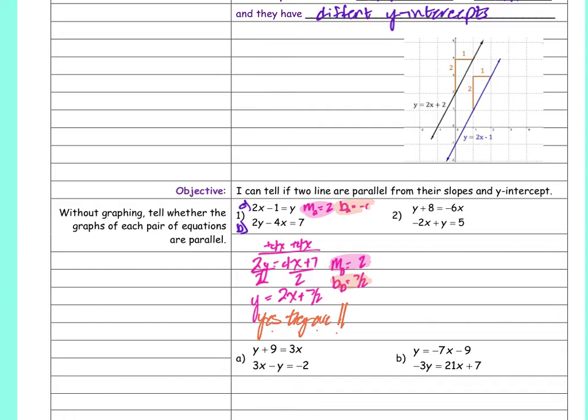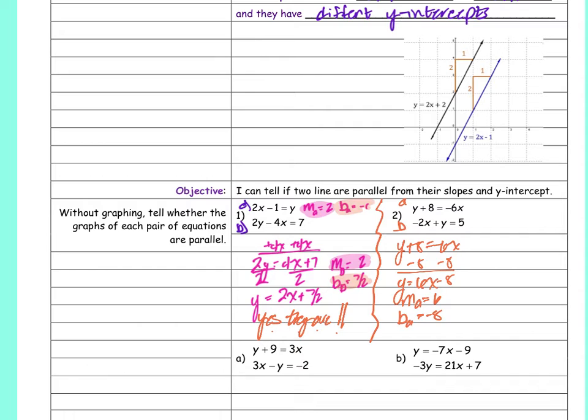Okay, so if we go to set 2, no one needs to be checked in. We're going to do exactly the same thing. So I've got line A and line B. This one I actually have to solve for both of them. Different problem. So y plus 8 equals -6x. Subtract 8, y equals 6x minus 8. So the slope of line A is 6, and the y-intercept of line A is -8.